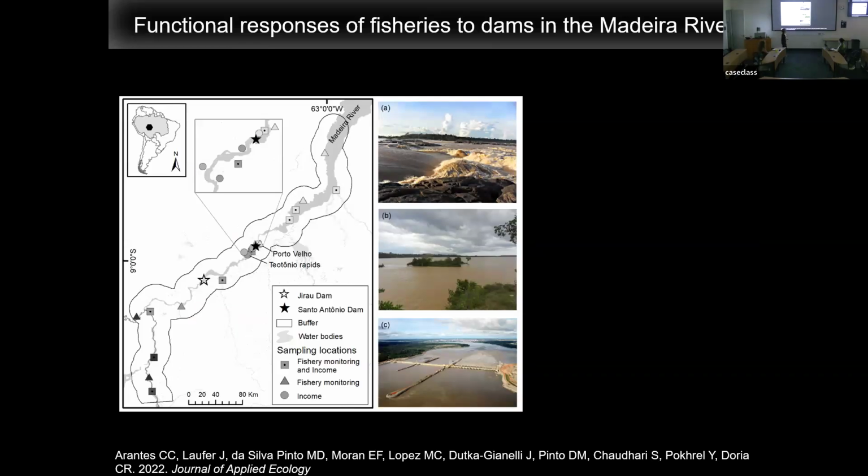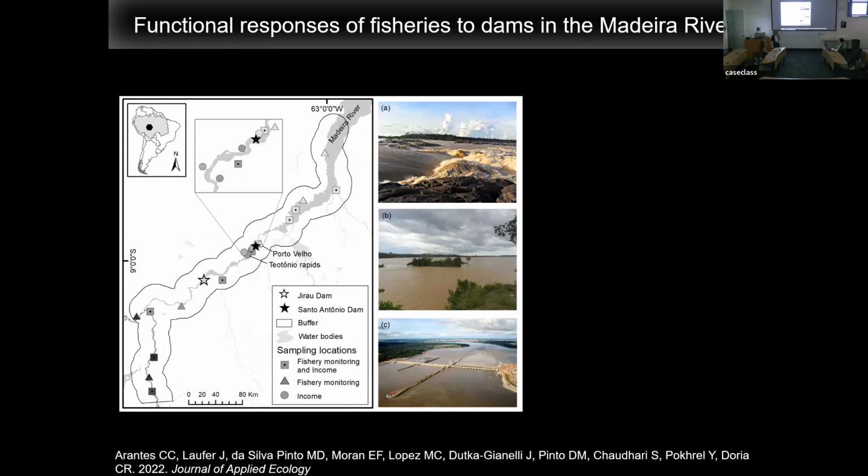Okay, so I'm approaching the end, I promise. I only have 2 more studies to share. And now I'm coming back to the Madeira in the Western Amazon.